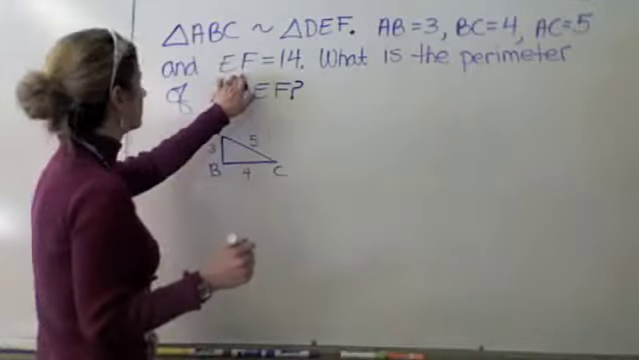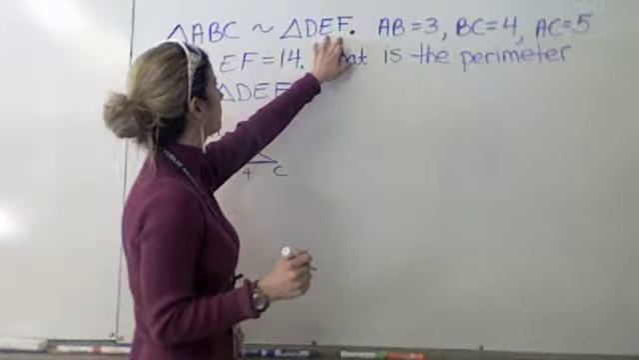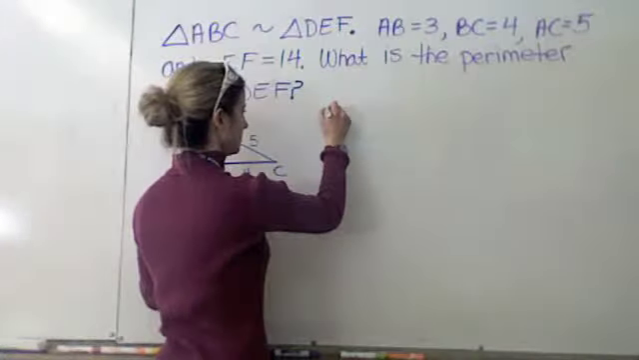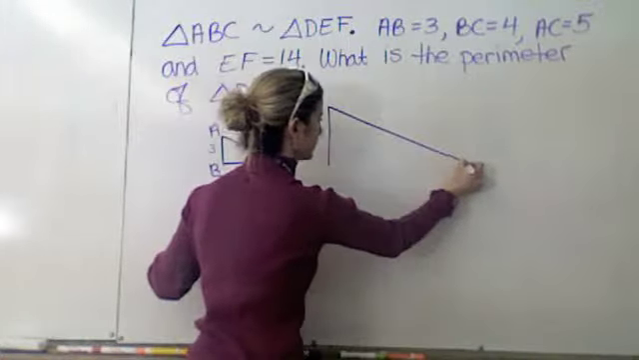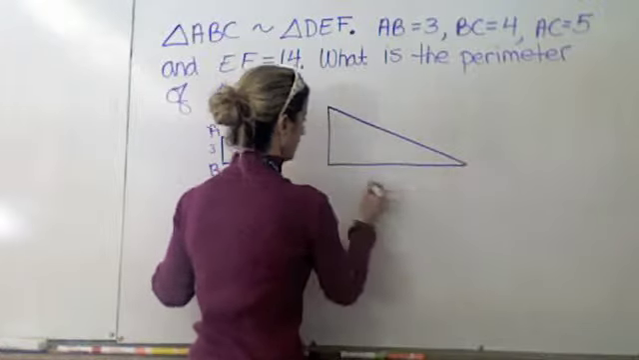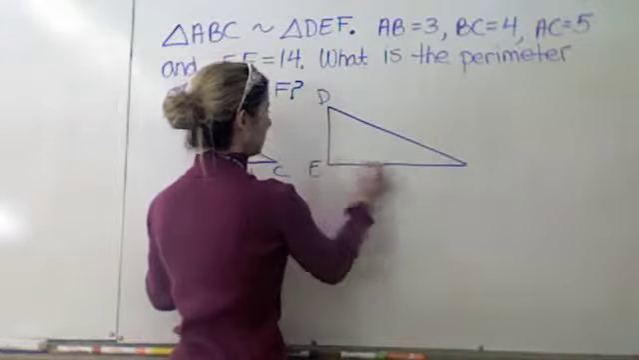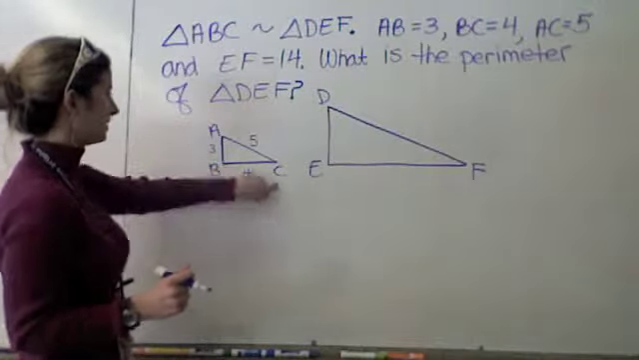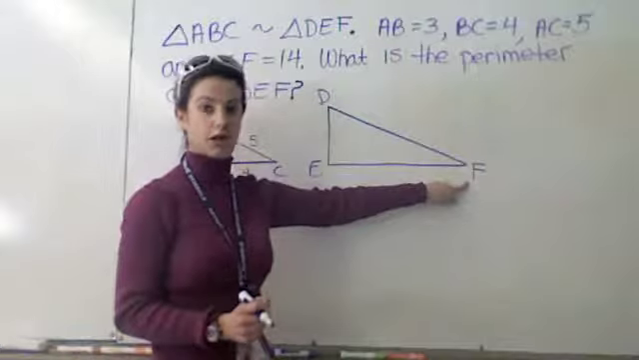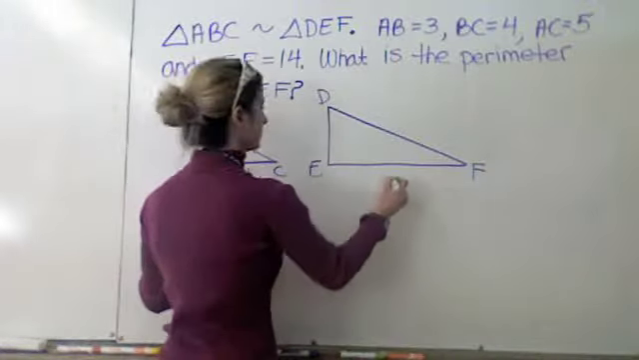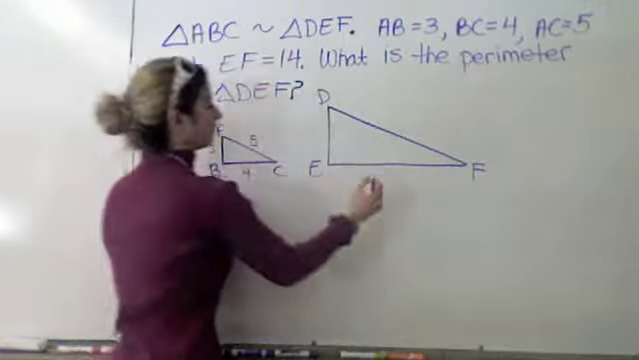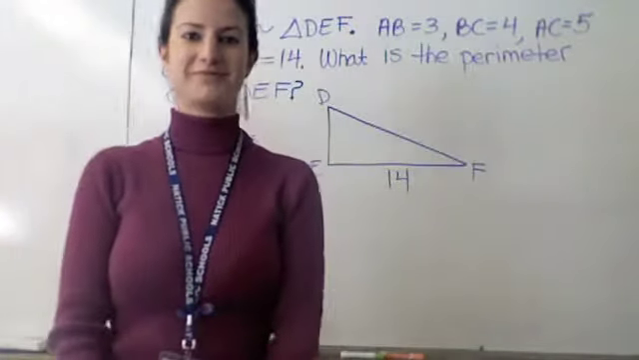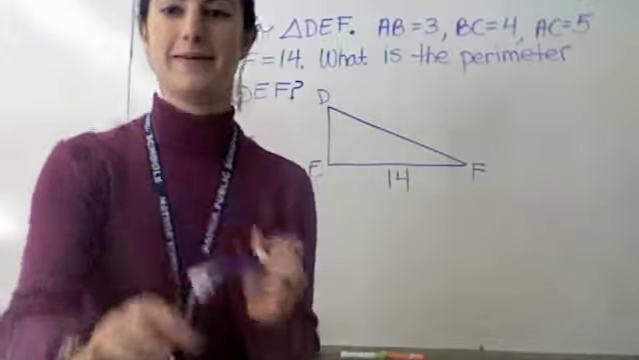Now EF. Okay, so EF is here. So EF, its corresponding side is BC. Okay, so BC is down here. So let me draw something a little bigger because clearly this one's bigger. Okay, so D, E, F. And remember, I know they go in the same order because A, B, C, D, E, F, because they're similar triangles. So now I know that EF is 14, so 14. There you go. That's your example of an intermediate tip.